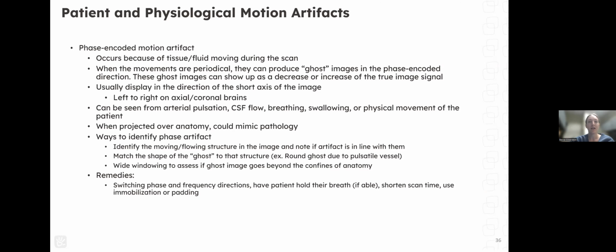So ways to get around some of these in terms of what you're able to do. Some, obviously, you can't stop CSF flow or pulsation of vessels, but you could have the patient hold their breath if they're able, kind of reducing that motion. You can shorten the scan time or use immobilization or padding as needed or able.